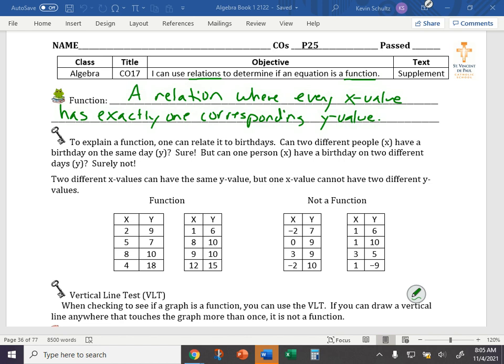Those of you who are finished writing this down, take a look at these tables down here. Take a look at the two that I have labeled a function and the two that I've labeled not a function, and then reread the definition and tell me what in the world I'm talking about. How do these two tables show every x value having exactly one corresponding y value? And then the two tables on the right, the not a function tables, how do they not show that? How in the world does this definition fit what we have here? Alex?